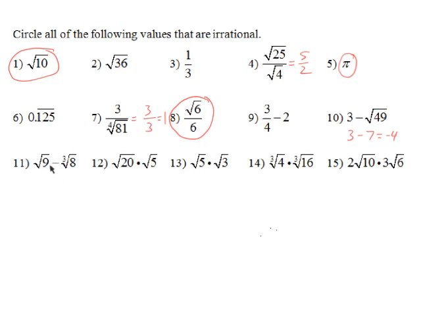Next, the square root of 9 minus the cube root of 8. Well, let's see what each one is. That would be 3 minus the cube root of 8, which is 2, so that's just 1, so that would be equal to a rational number when we simplify that.